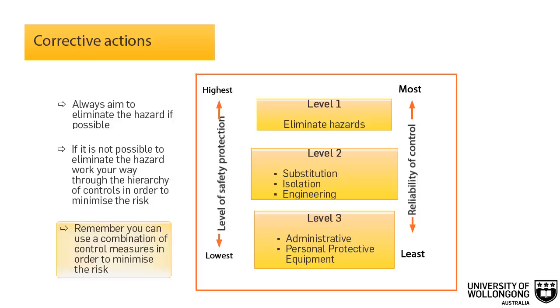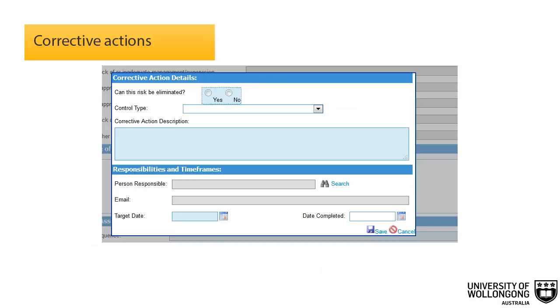personal protective equipment, PPE. If the hazard in the incident being reported can be eliminated, select the Yes radio button and proceed to complete the corrective action description field. If not, select one or more controls from the control type drop-down list and proceed to complete the corrective action description field. The control type field allows for the recording of corrective actions following the hierarchy of controls.